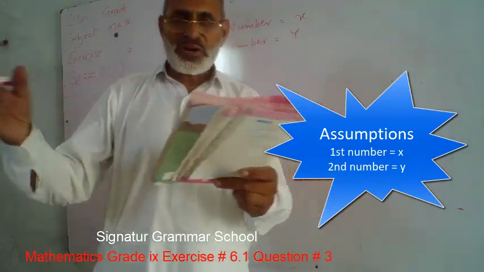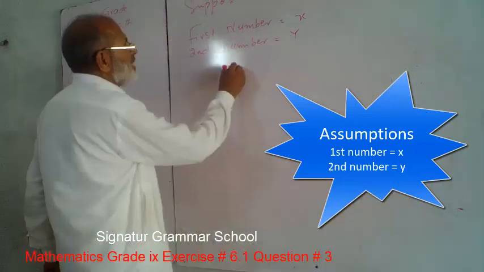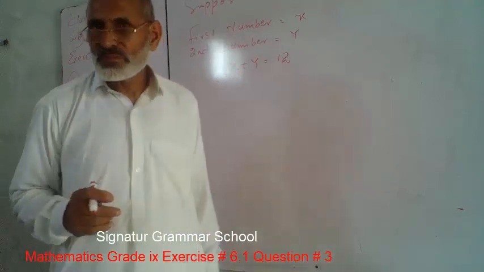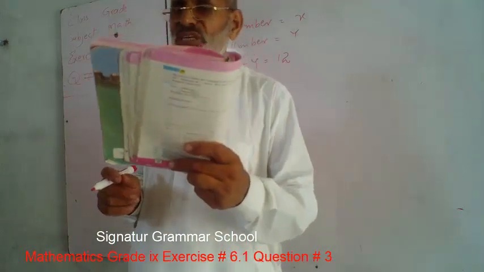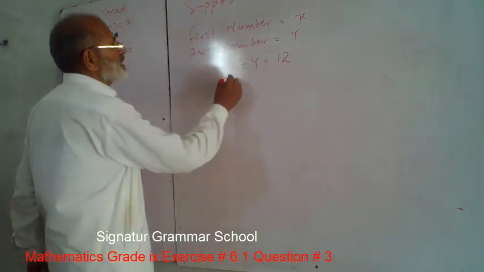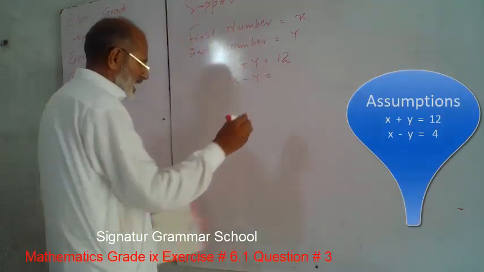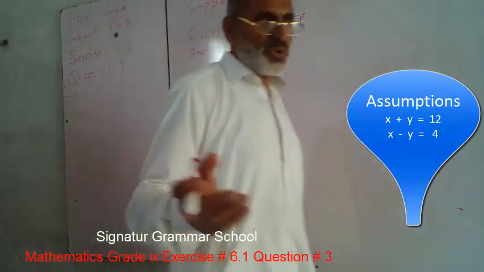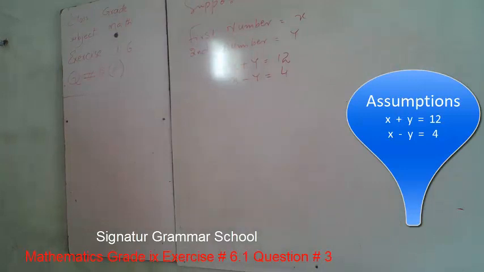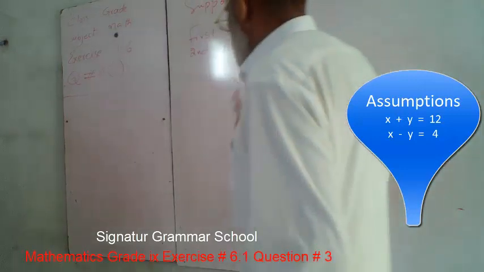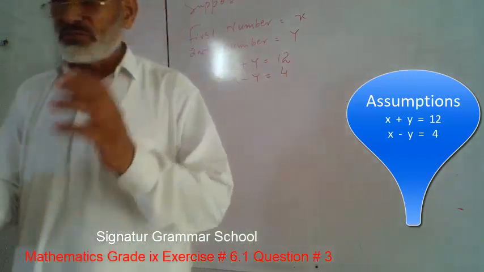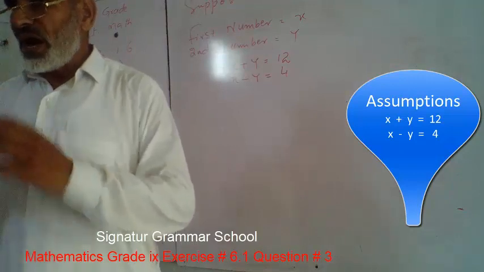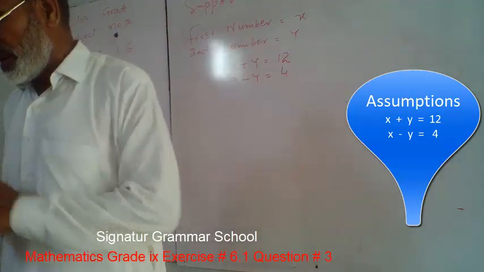Now, according to the condition, whose sum is 12? x plus y will be 12. And whose difference is 4. If we subtract one number from the other, the answer will be 4. These are the two equations. According to the statement, the sum of these two numbers is 12, and the difference, if you subtract one number from the other, is 4.